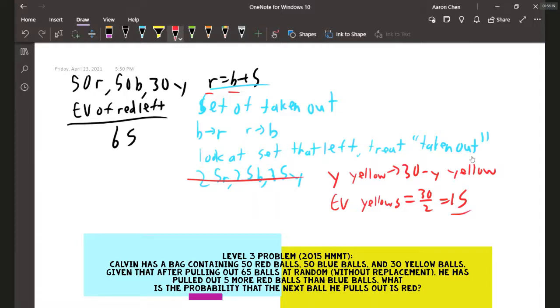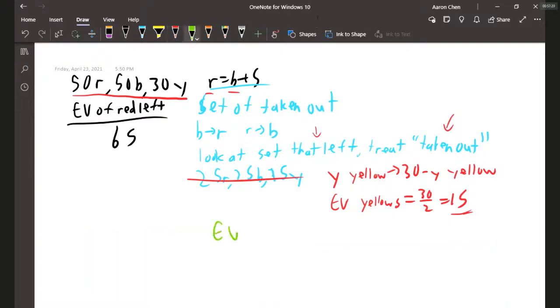So the expected value of yellows is 15. Another reason that treating the taken out set and the left set as nearly the same works is because there's a total of 65 balls that have been taken out, and there was initially a total of 130, and 65 times 2 is 130. And so that's basically the whole reason the bijection works. And so on average, the expected value of yellows is 15. And so what that also means is that the expected value of the blues plus the reds is equal to 65 minus the expected number of yellows. And so the expected number of yellows was 15, so it's 65 minus 15, or 50.